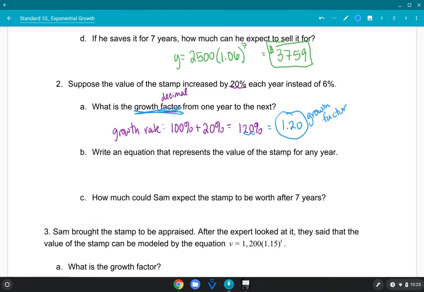Write an equation that represents the value of the stamp for any year. Well, we have a new growth factor, so what we're going to change is the growth factor. It still was initially worth this much. Now, that's our new growth factor. Okay, what do you guys think is going to happen here? How much is Sam going to expect it to be worth after 7 years? Do you think it's going to be more or less than $3,759? Let's see.